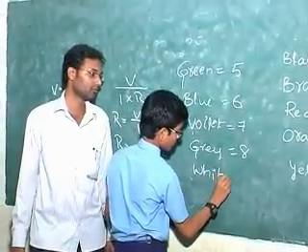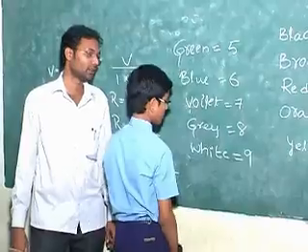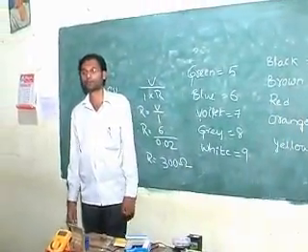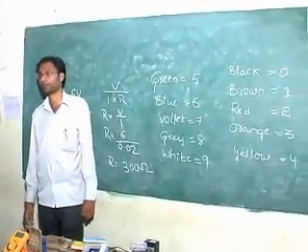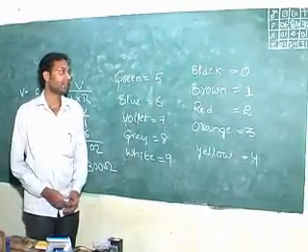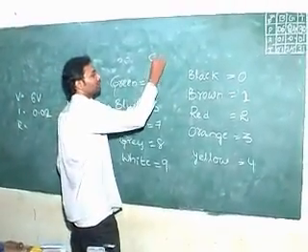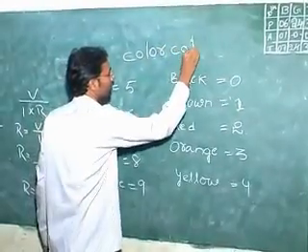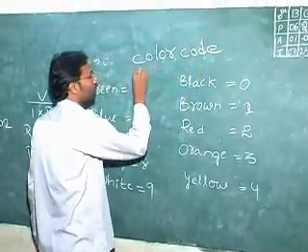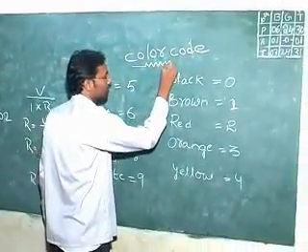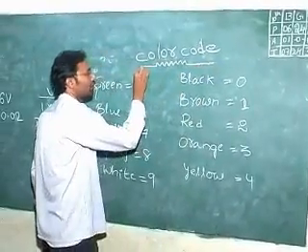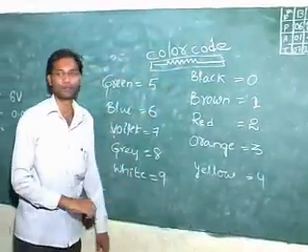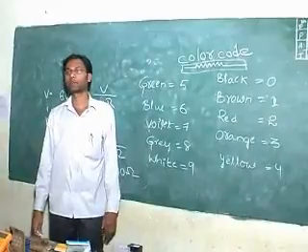Very good. Okay. These are the color code. This is the color code of a resistor, and this is the symbol of a resistor.